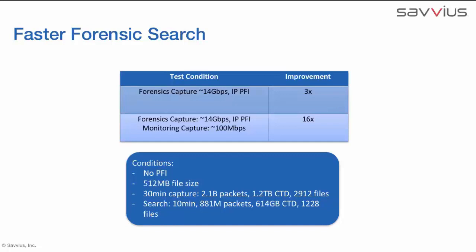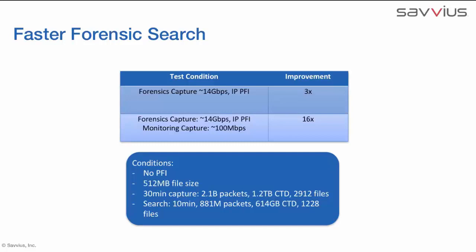So we were capturing packets, doing some light analysis on those packets as they came in and writing them to disk at 14 gigabits per second. And while it's writing them to disk at 14 gigabits per second, we performed a forensic search. And what we found is that with version 11.1, it's 3 times faster than what we saw with previous versions of the software.